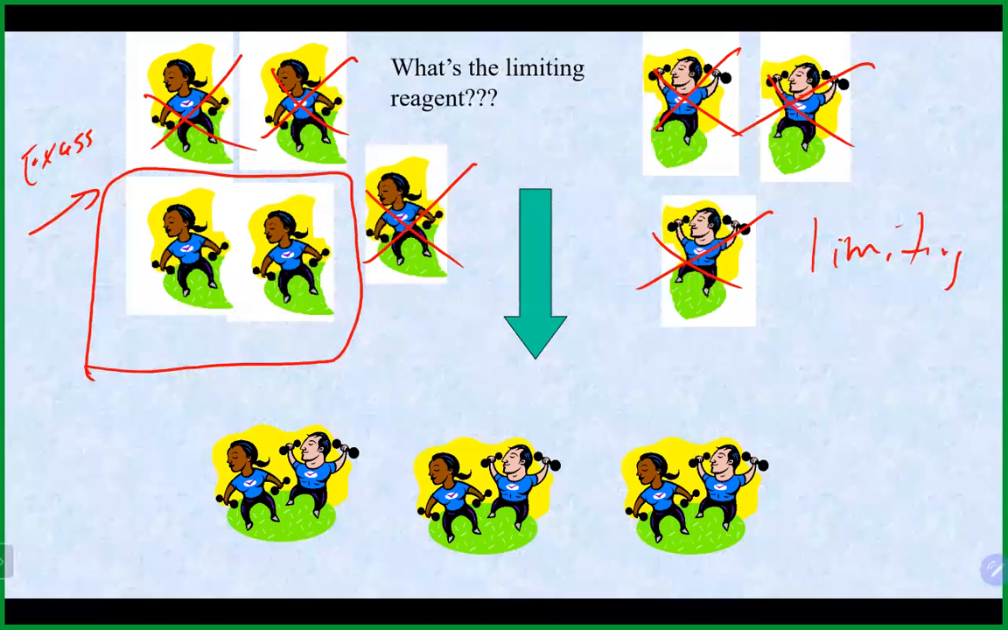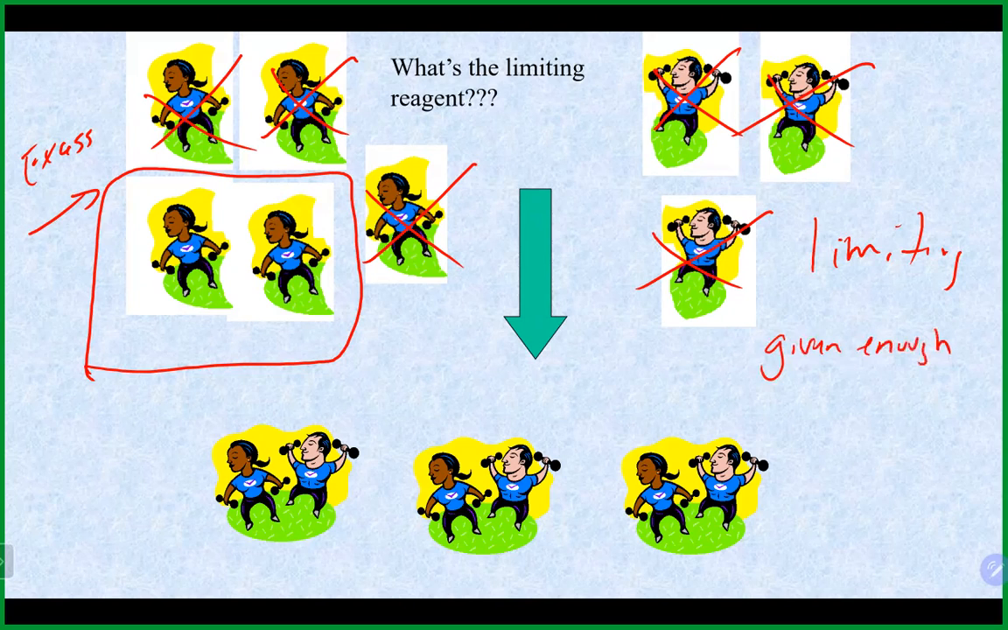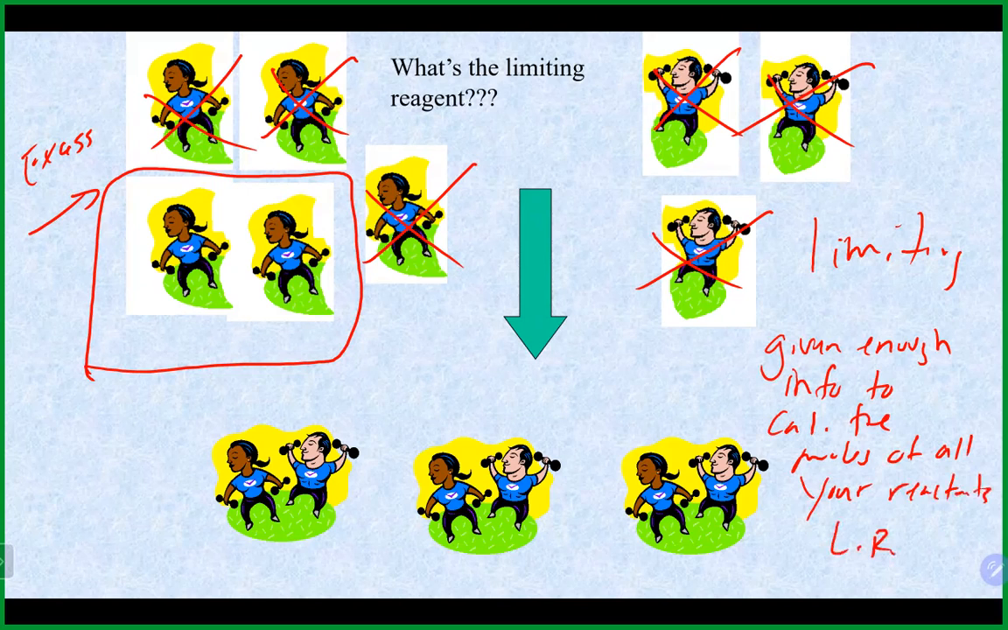And that means that somewhere along the way, you have to figure out which one's the limiting reagent. And there's a number of different ways to do that. We'll talk about a way to do that. But basically, if you're given enough info to calculate the moles of your reactants, of all your reactants, it's a limiting reagent problem.